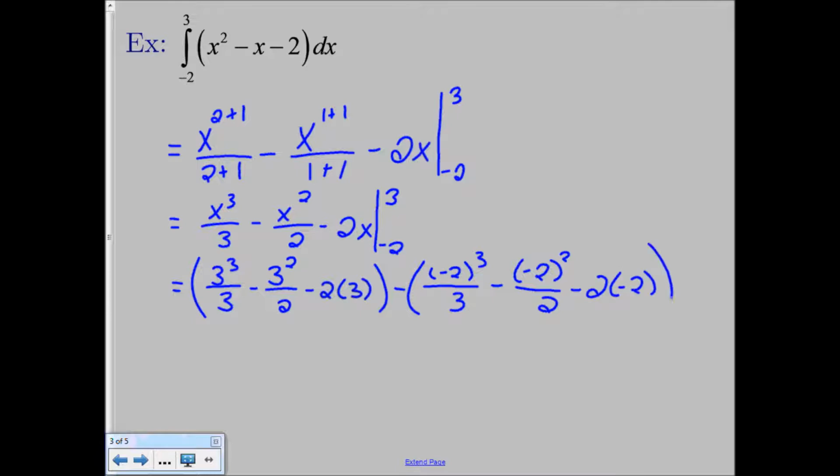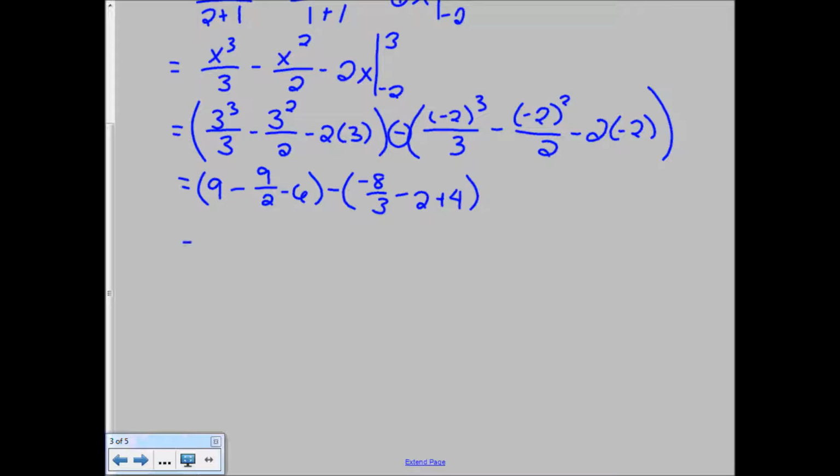-2. And these sets of parentheses that I'm putting around each antiderivative being evaluated at -2 and 3 are really important because we have to know to distribute the negative sign in between. So 3 cubed over 3 is really just 3 squared, so we're going to get 9 minus 9 halves minus 6 minus, (-2) cubed is -8, so we're going to get -8 thirds minus 4 over 2, so we're going to get -2 plus 4.